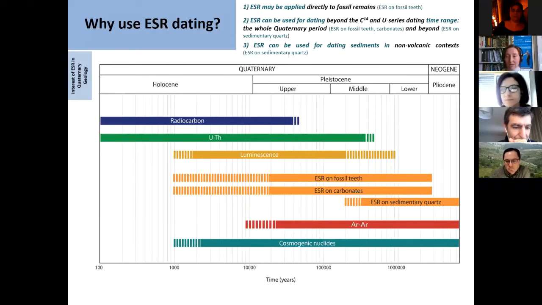Furthermore, given the wide range of materials that can be dated using ESR, the method can potentially be used in almost any Quaternary environment. This contrasts with most of the numerical dating methods, which are usually limited to a specific context. That's why this technique is increasingly used in archaeological and geological studies.